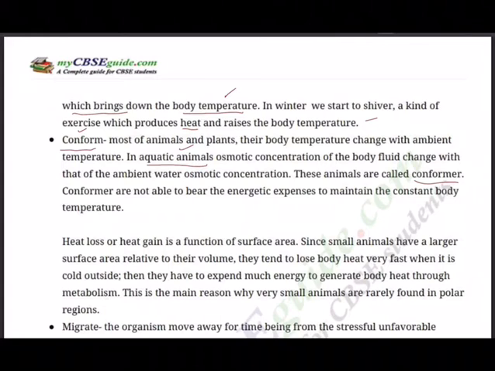The animals that can either increase or decrease their own body temperature depending upon the outside temperature. Second, the animals and plants that can fluctuate their osmotic concentration, their cytoplasmic concentration, based on the outside medium's osmotic concentration. Such animals having this fluctuation facility are called conformers. So conformers are not able to bear the energetic expenses to maintain a constant body temperature.